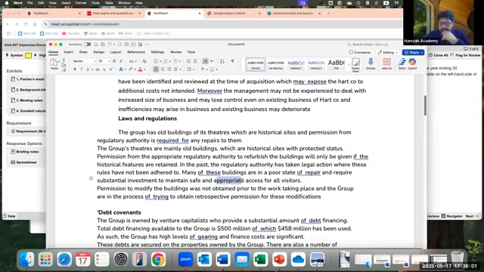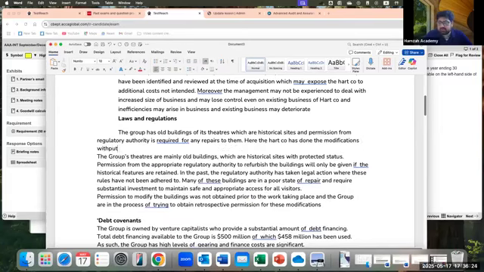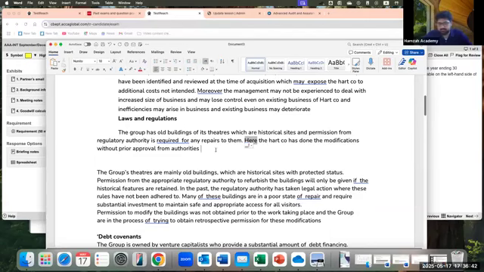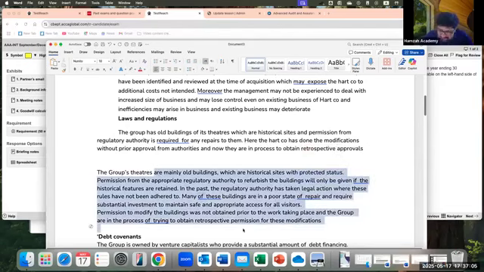Now, students, here the Hart company has done the modification without prior approval from authorities. They have done it. And now they are in the process to obtain approval, retrospective approvals. Now, this information is all available. I have just selected the relevant information from all this.